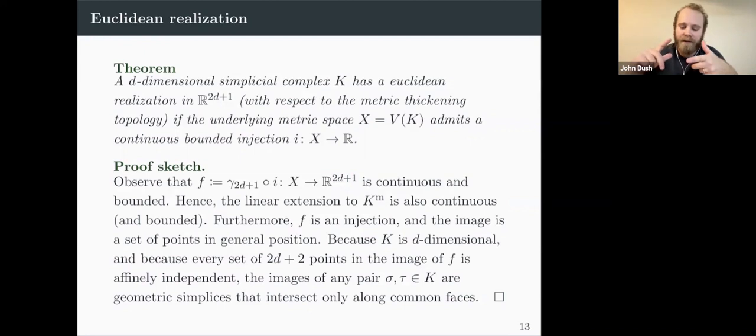Which means that if I have two of these vertex sets, and a point that's contained in the convex hull of both of them, then it's necessarily contained in the convex hull of the intersection of the vertex sets. In other words, the intersection of any two of these geometric simplices in R^{2d+1} is empty, or it's along a common face of the two simplices. So this really is an embedding. And this is my continuous linear embedding from the metric thickening into R^{2d+1}. And you'll notice that I actually don't need to make the assumption that the underlying simplicial complex is locally finite.